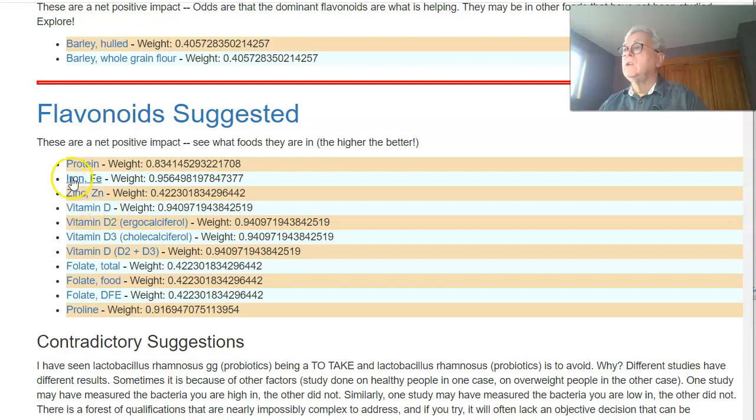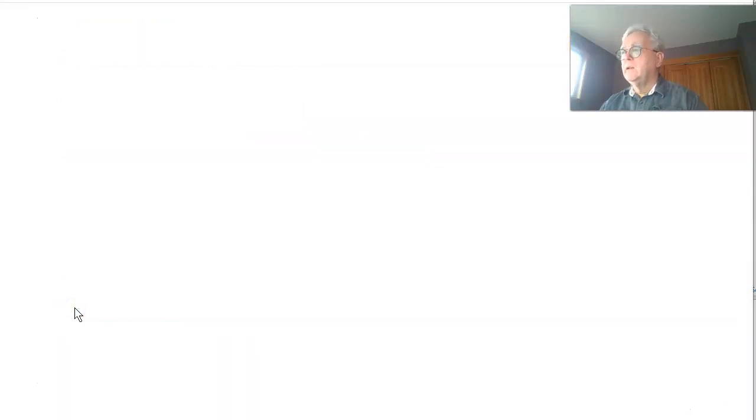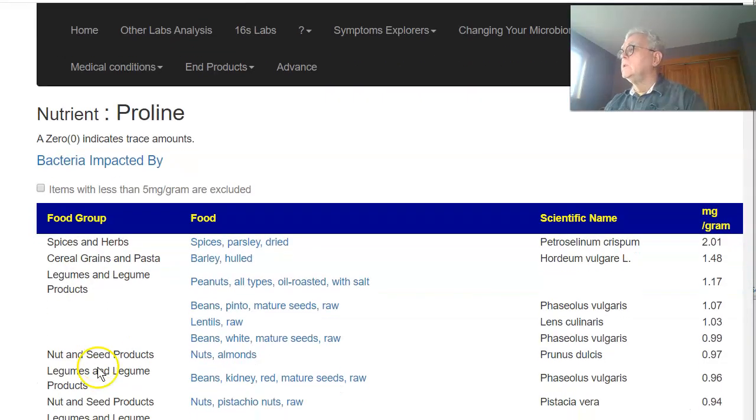We see iron sitting there, zinc, vitamin D. Generally, D3 is what's just always. Folate, proline, amino acid supplement. And in some cases, if you see an unfamiliar word, click on it, and it will take you over and give you a list of what food has it. For example, peanuts has it.